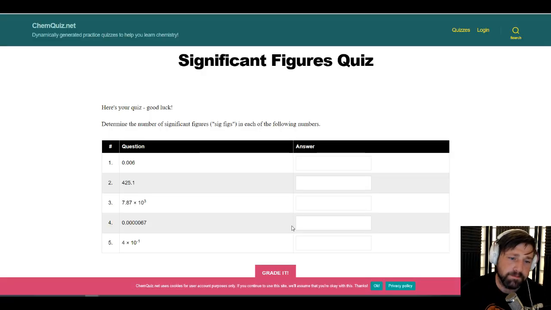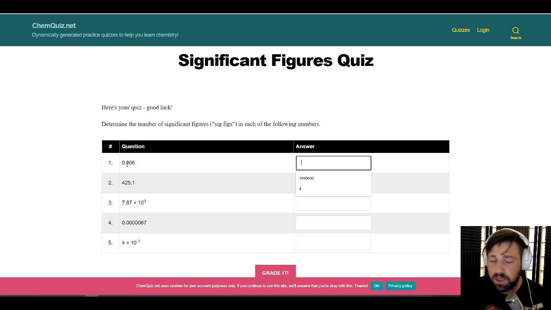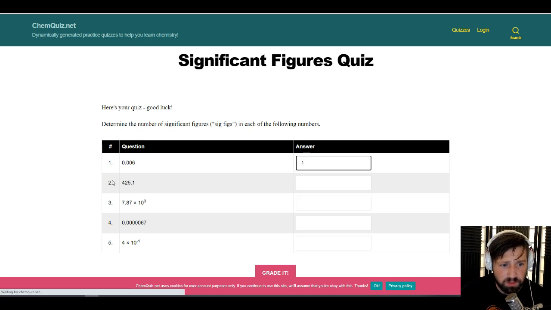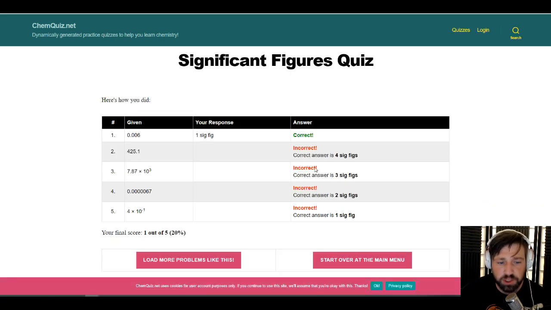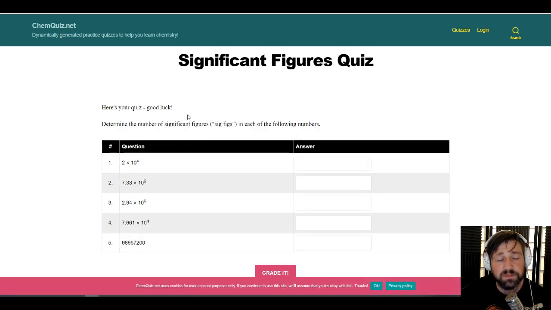How many sig figs of these? This first one is going to be 0.006. How many sig figs is this? Remember that the leading zeros never count. There's only one non-zero, so that's going to be 1. Shoot. Load more problems like this. Hey, I got that one right, though. All right. So I can't hit enter.